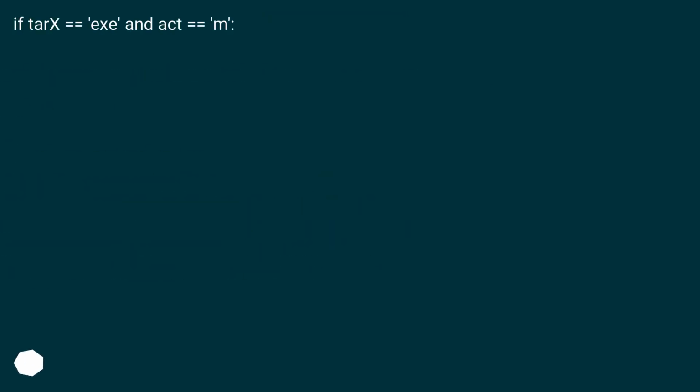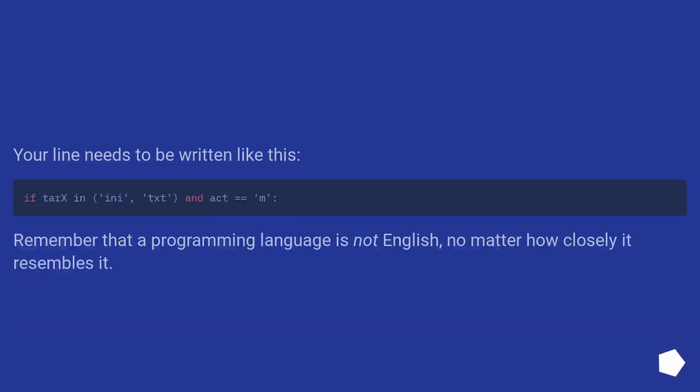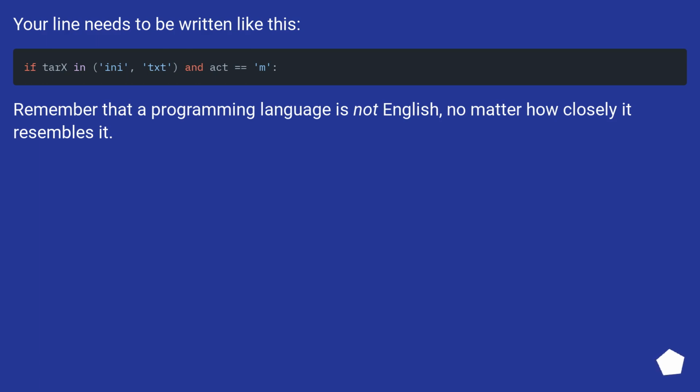If targs equals exe and act equals m. Your line needs to be written like this. Remember that a programming language is not English, no matter how closely it resembles it.